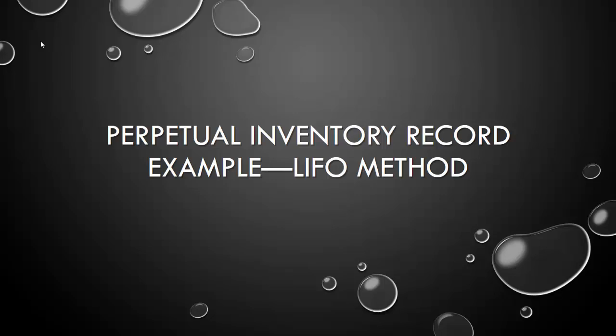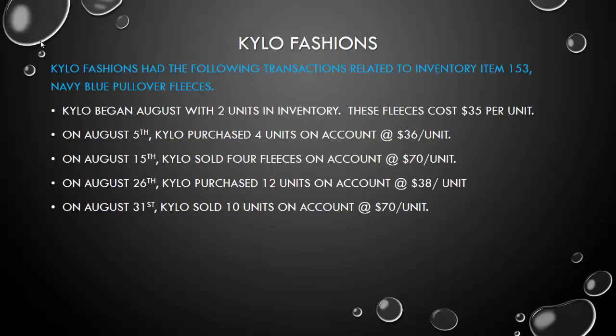Let's do an example of using a perpetual inventory record to record purchases and sales under the LIFO method. For this example, we're going to be Kylo Fashions, and we're only going to focus on one particular item in their inventory, item number 153, navy blue pullover fleeces. Kylo is going to begin August with 2 of them in inventory, and these fleeces cost $35 apiece.